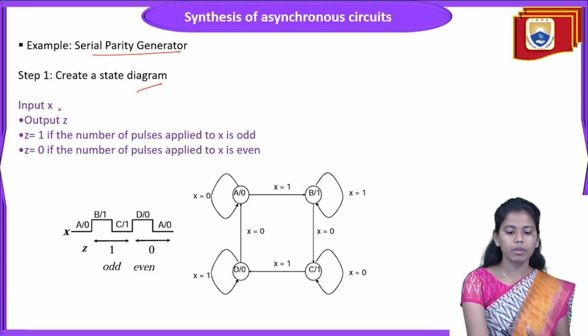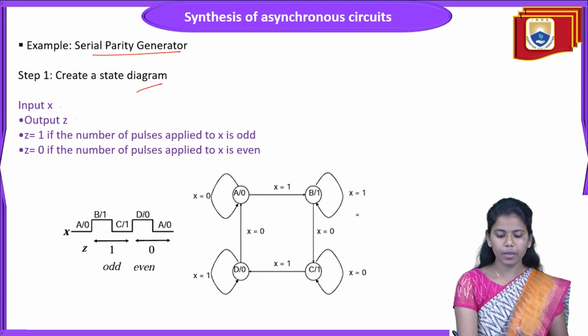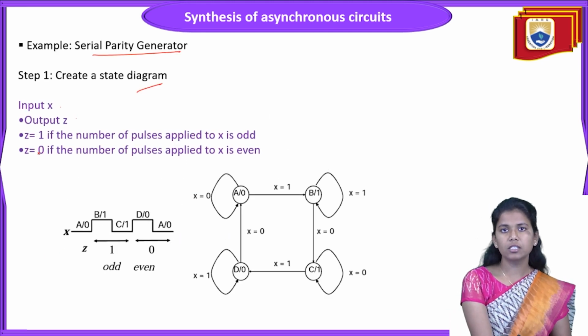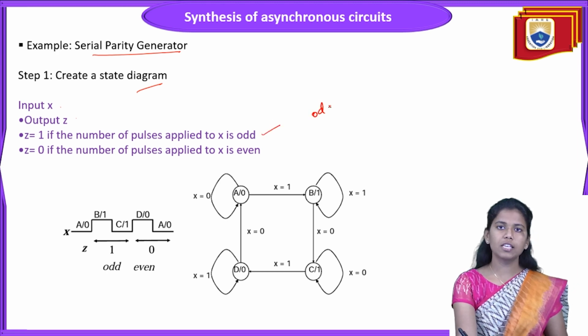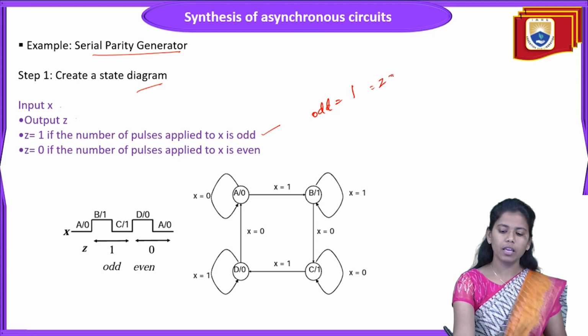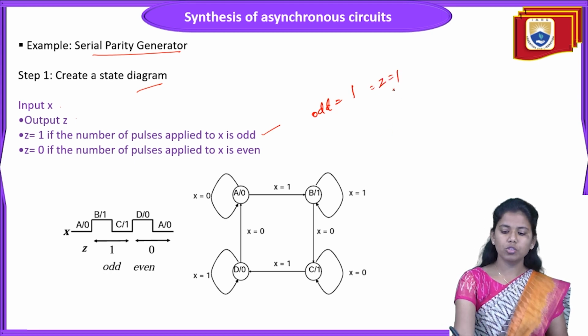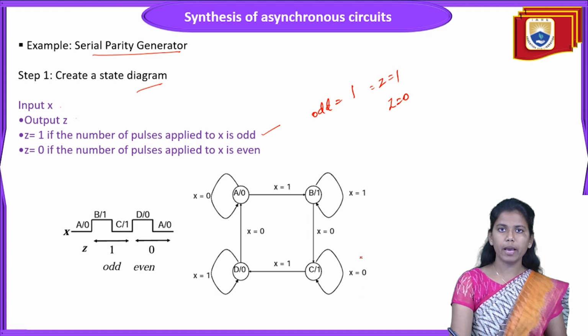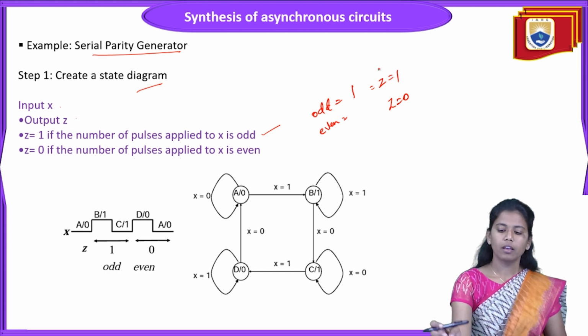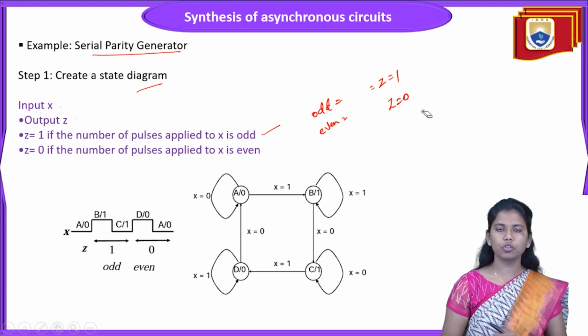In the state diagram, the input is X and the output is represented with Z. Z is equal to 1 if the number of pulses applied to X is odd, where Z is the output. And Z is equal to 0 when the applied pulses are even.